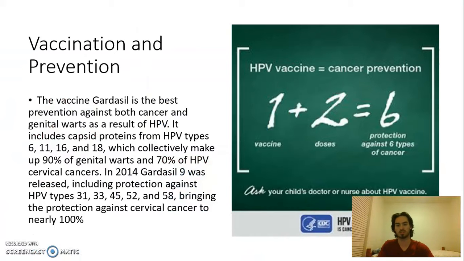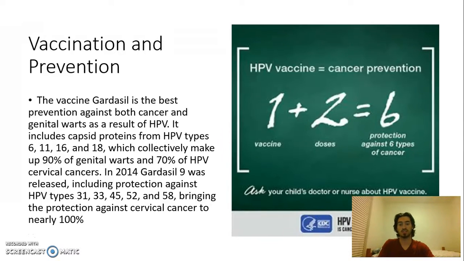And so the vaccination, here is some information about it. It's generally a two-part vaccination. You do it at around 11 or 12. However, you can vaccinate as early as 9 and as late as 15. And it's one shot, and then 6 months later to a year, you get a second booster shot. If you happen to get it later, around 14 or 15, they actually suggest 3 shots. First one, then 2 months later you get the second, and then 6 to 12 months you get the third. And so that's if you get it later.